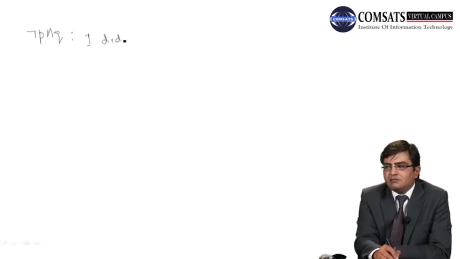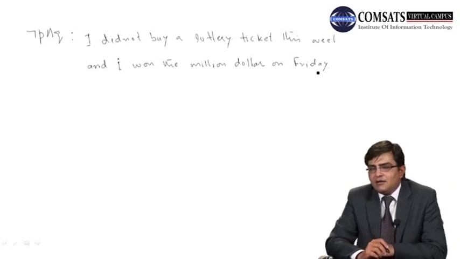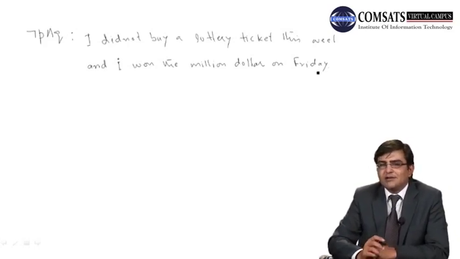I did not buy a lottery ticket this week and I, here we write small i, won the $1 million on Friday. Actually this is not possible, but it's just to explain to you how we write any logical expression into simple English by using the logical connectives.